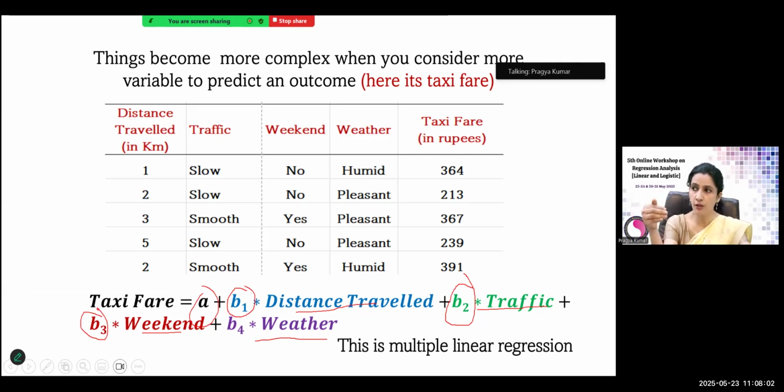So if you have more than one predictor variable, then this is known as multiple linear regression. Simple linear regression is when you have only a single predictor variable. Multiple linear regression is when you have more than one predictor variable.